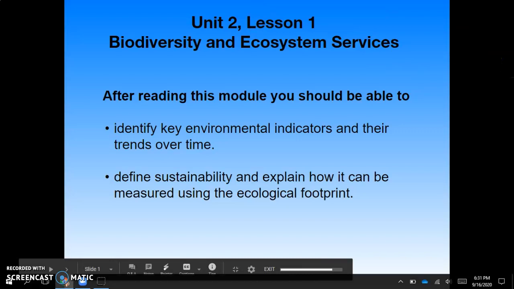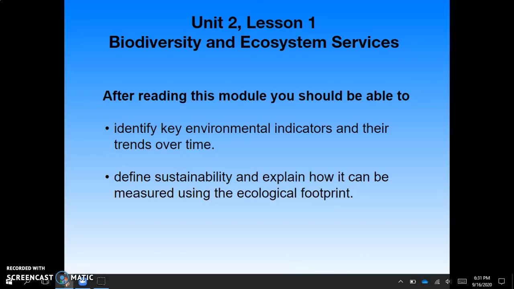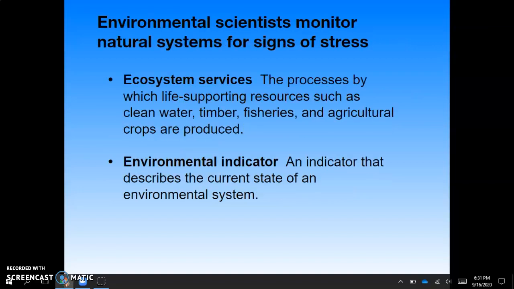So after this lesson, we should be able to identify key environmental indicators and their trends over time, and then define sustainability and explain how it can be measured using the ecological footprint. And we'll talk about that a little bit later. But today we are focusing on biodiversity.